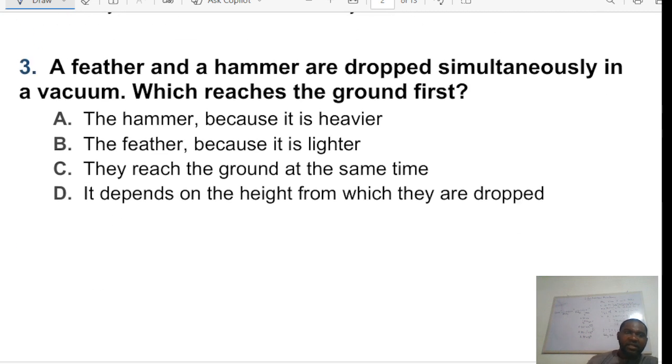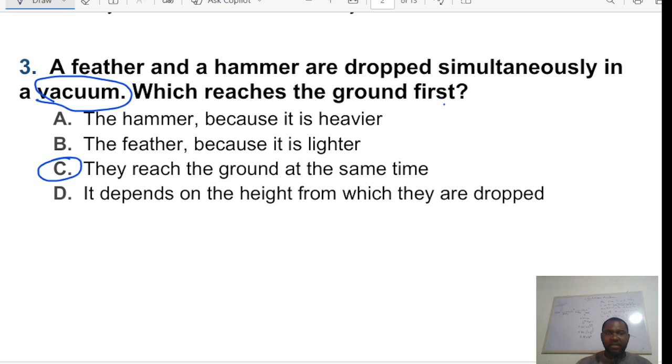Number 3 says a feather and a hammer are dropped simultaneously in a vacuum. Note this word vacuum. Which reaches the ground first? The truth is that both of them are going to accelerate. The acceleration under gravity is constant, okay? And since there is no air, no vacuum, that means both the feather and the hammer are going to reach the ground at the same time. That's the answer, C. They reach the ground at the same time.